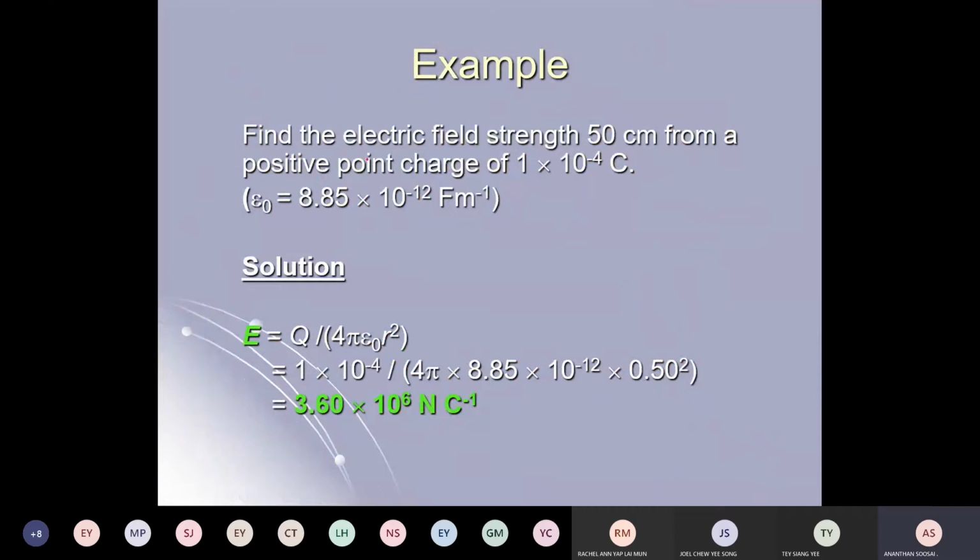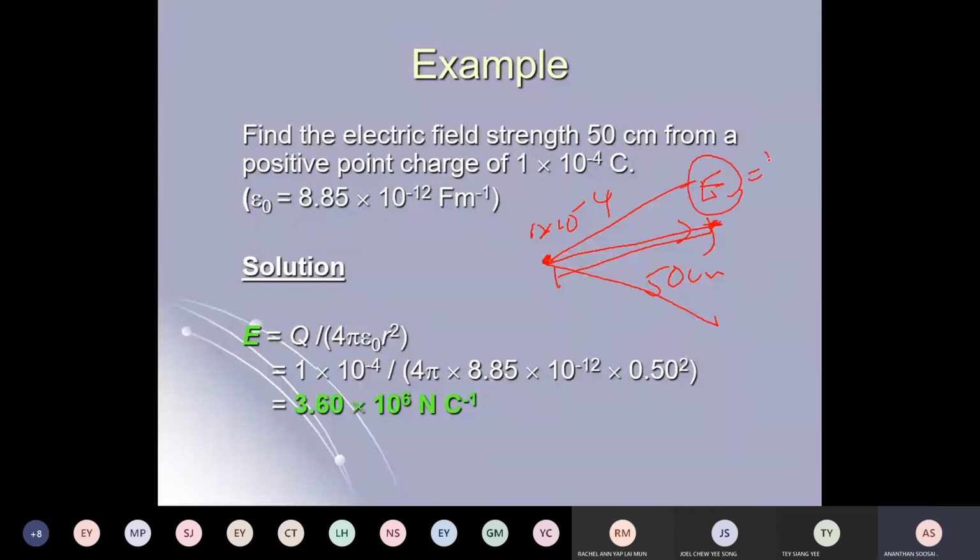Okay, so here is one example of the electric field strength. Find the electric field strength 50 centimeters from a positive charge of 1 times 10 power negative 4 Coulomb. There is a point charge carrying 1 times 10 power negative 4, and about 50 centimeters away they are asking what is the electric field strength caused by this charge. Of course, for this charge the field is going outward. What is the strength of the field here?